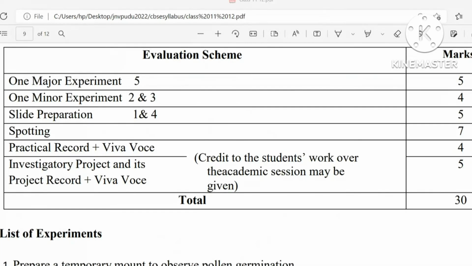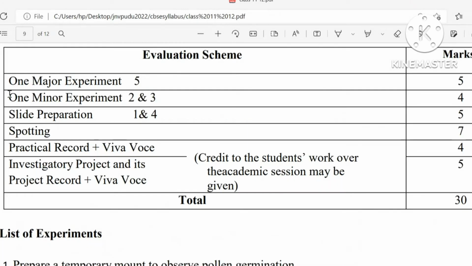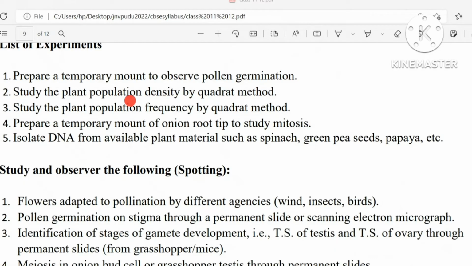So what are the major experiments? One major experiment, that is experiment number 5. So experiment number 5 means isolate DNA from available plant materials such as spinach, green. So that will be the major experiment. Then from the minor experiments, experiment number 2 and 3 are minor experiments. That means study the plant population density by quadrat method, and then study the plant population frequency by quadrat method.